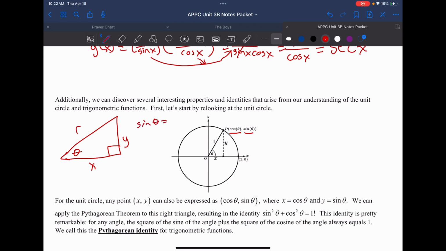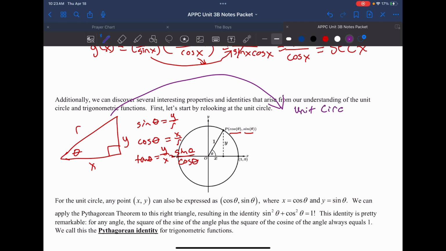Sine of theta was y over r. Cosine of theta is x over r. And tan theta was y over x, or sine over cosine. Well, let's take this in terms of just our unit circle. Let's adapt this triangle. We're going to rewrite the same triangle with the things that we know about the unit circle. So this is the unit circle triangle. This is the way you can remember that.